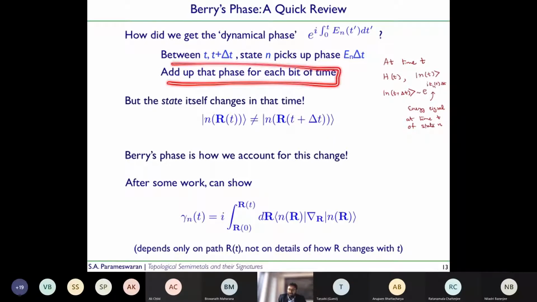And I just add up that for each bit of time. That's how I got this thing, and that's sensible for adiabatic evolution. I don't need to worry about mixing into other states because I made the assertion at the beginning that I'm always going to stay in the nth eigenstate. So the only thing that can happen is a phase of this kind.